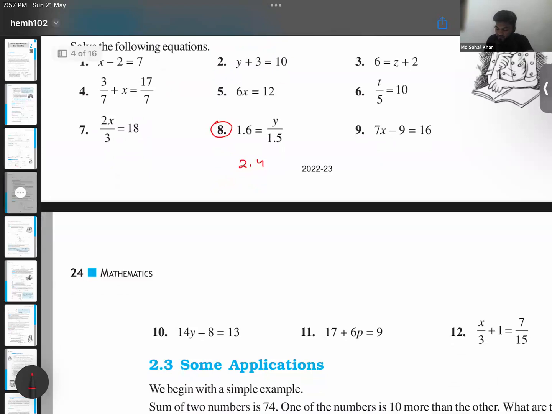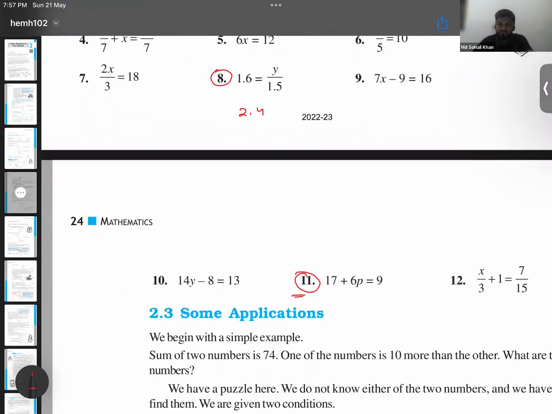Solve question number 11 then. 17 plus 6 equals 9. Okay. 29.